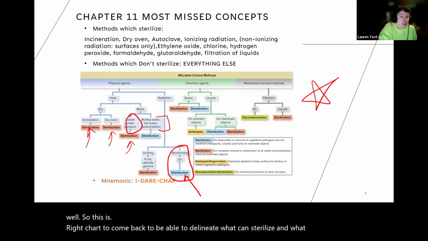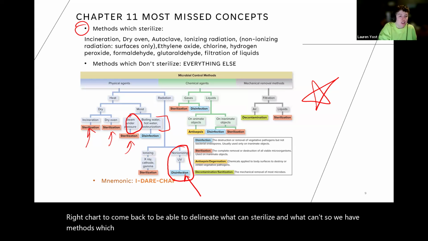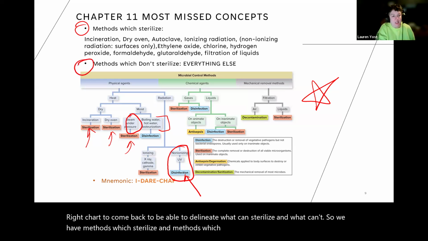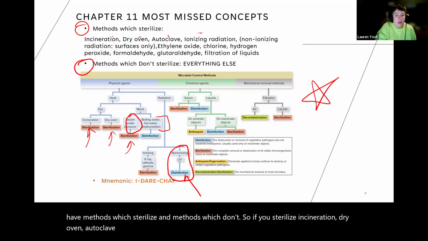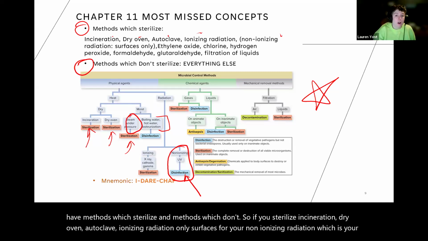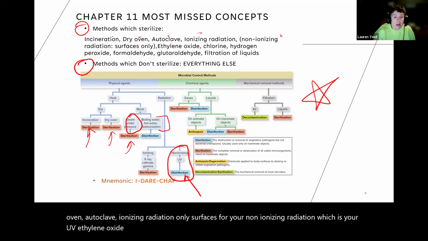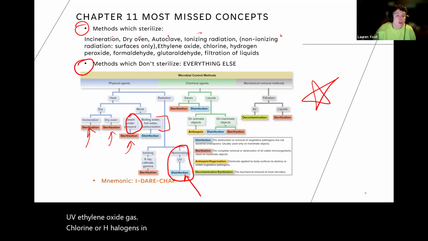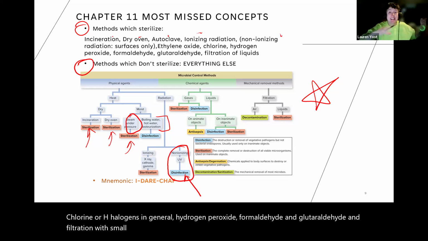So we have methods which sterilize and methods which don't. So if you sterilize: incineration, dry oven, autoclave, ionizing radiation, only surfaces for your non-ionizing radiation, which is your UV, ethylene oxide gas, chlorine, our halogens in general, hydrogen peroxide, formaldehyde and glutaraldehyde, and then filtration with small enough pores. These things can sterilize if you are using them appropriately.